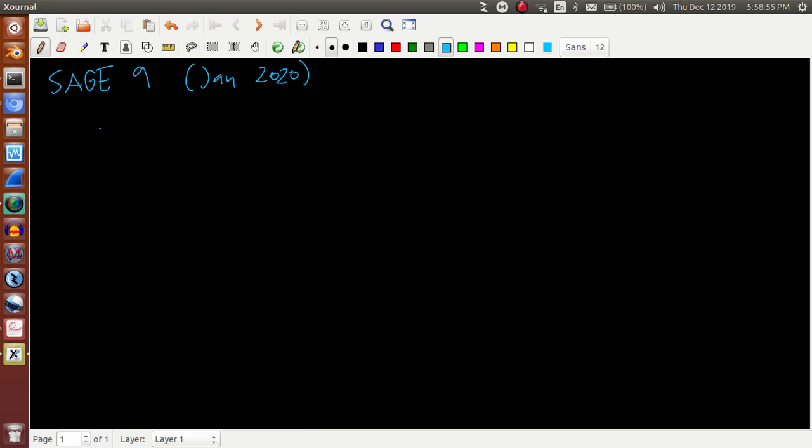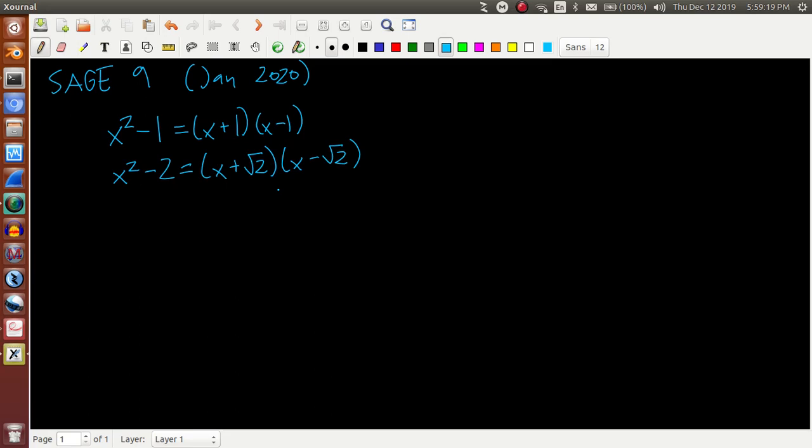So let's look at some simple polynomials. Let's look at x squared minus 1. And this factors as x plus 1, x minus 1, fairly simply. If we look at x squared minus 2, this would factor as x plus the square root of 2, x minus the square root of 2, as you can easily confirm with FOIL.